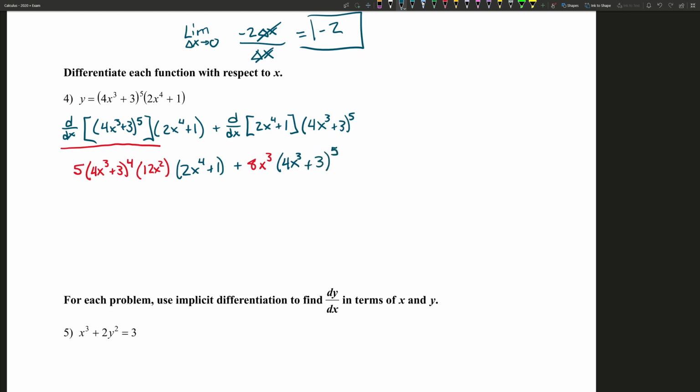Right, and we could continue, we could expand all of that and combine like terms and all that, but this is all I'm looking for, right? So if we just get here, we're good.